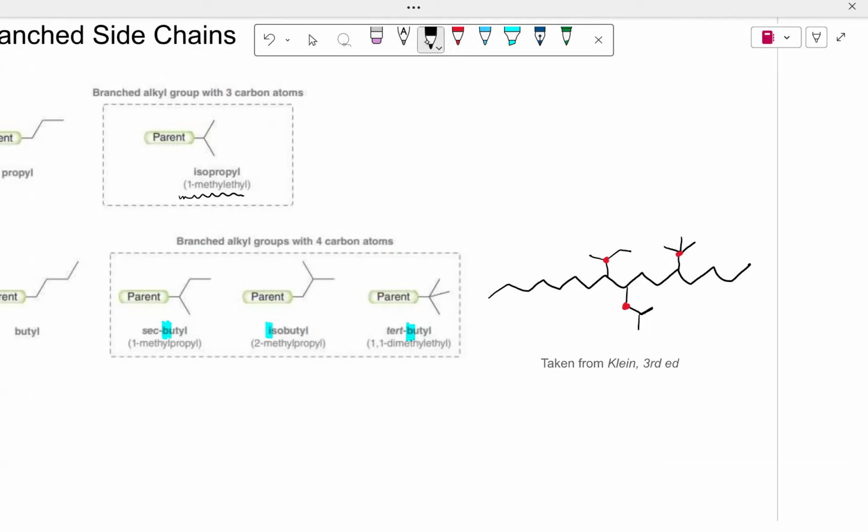And again, if everything else fails, just default to the systematic naming. Like the sec-butyl group would be a 1-methyl propyl group, because that's going to work 100% of the time.